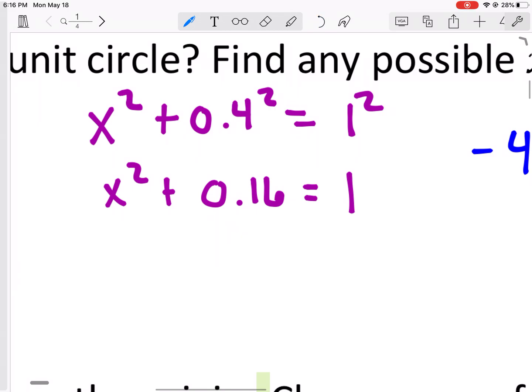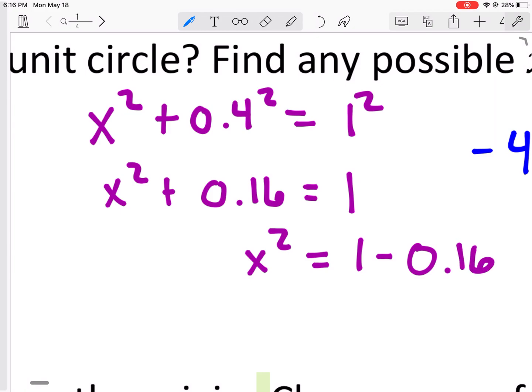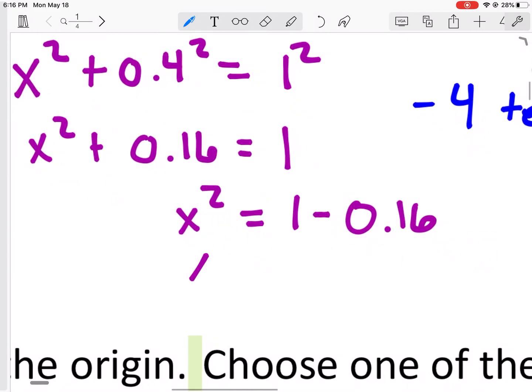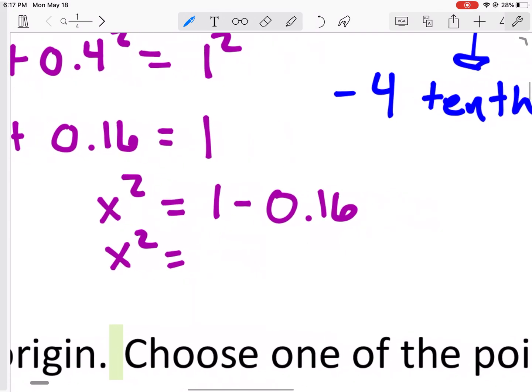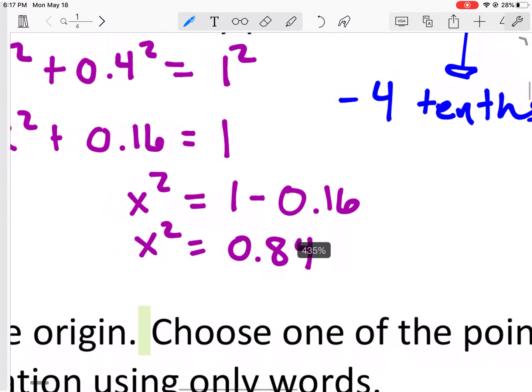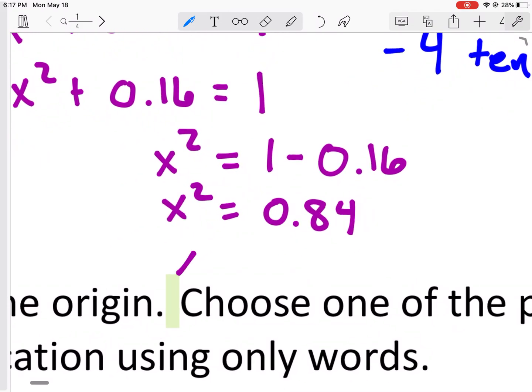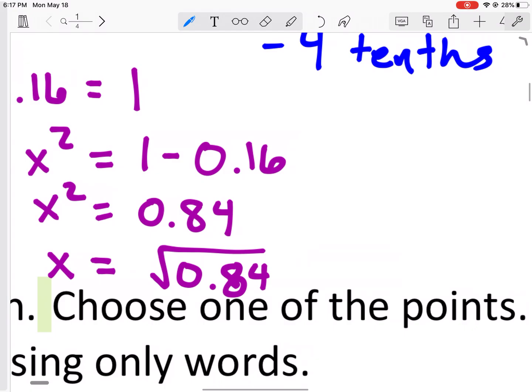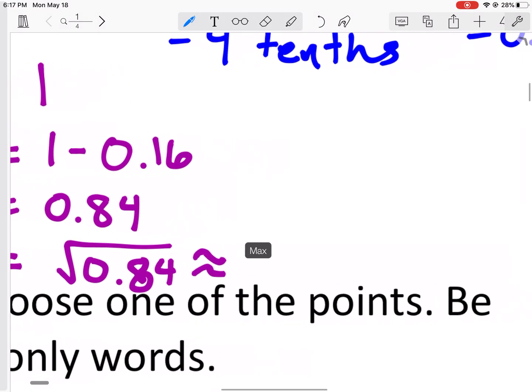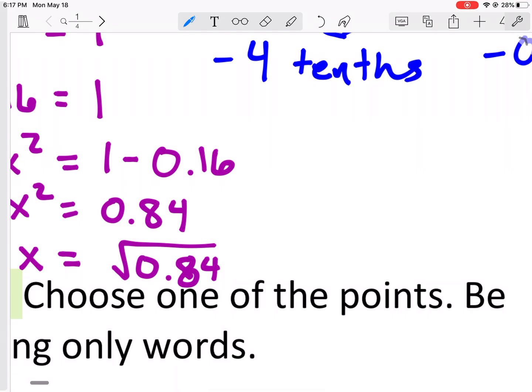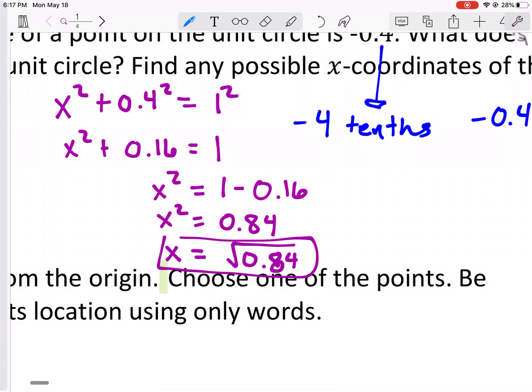Subtract 0.16 from both sides. We have x squared equals 1 minus 16 hundredths. Do that subtraction. 1 minus 16 hundredths would give us 84 hundredths. Take the square root of both sides, and x would equal the square root of 0.84. If we approximated that, you could get a decimal value, but I'm going to leave it like this because that's an exact answer. So here is our x-coordinate.